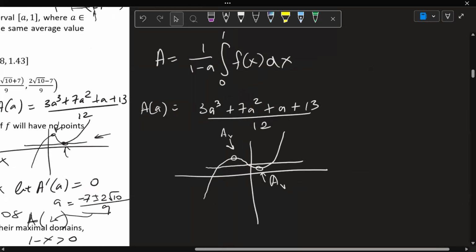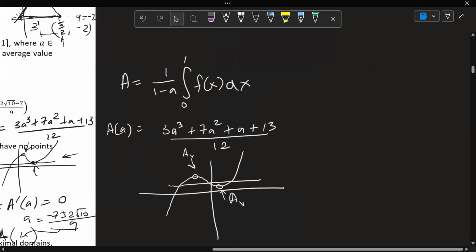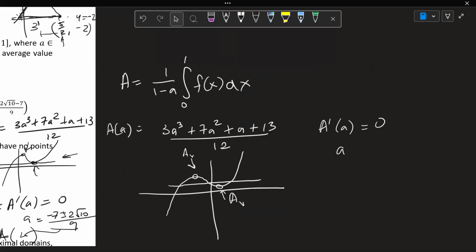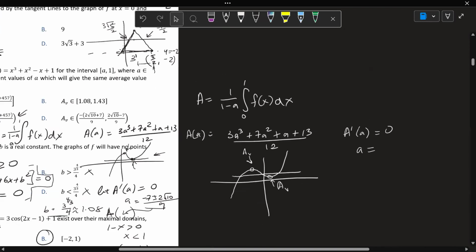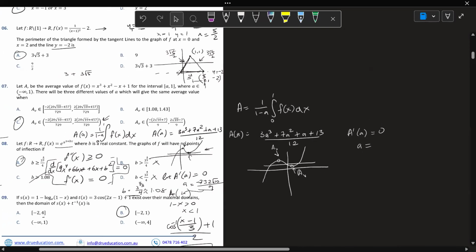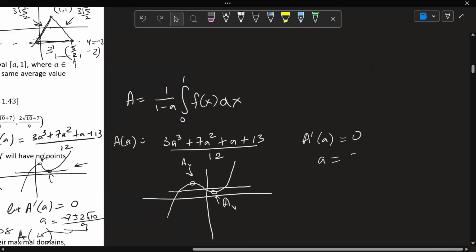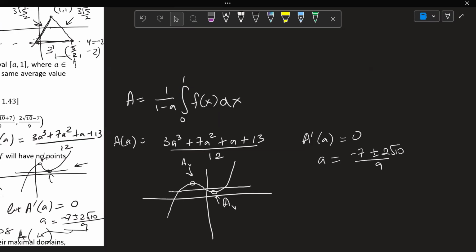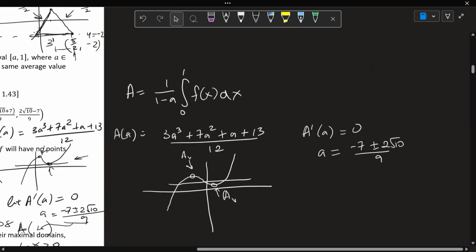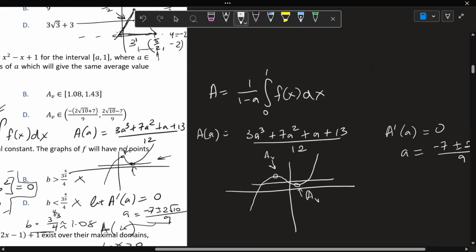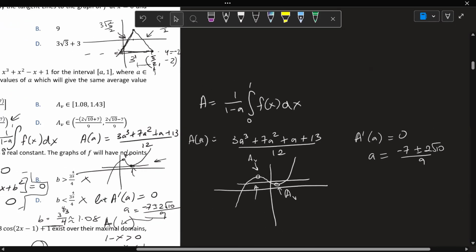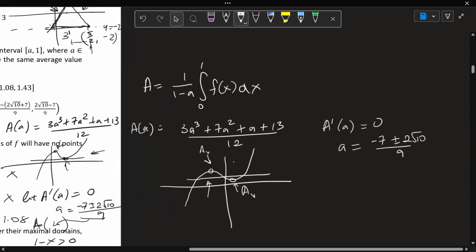So the way to work out these values is just to find the maximum and minimum via differentiation. So just do dA dash is equal to 0, and you get a is equal to, I wrote it down before, -7 plus or minus 2 root 10 over 9. So that means the a value here is -7 minus 2 root 10 over 9, and the a value here is -7 plus 2 root 10 over 9.